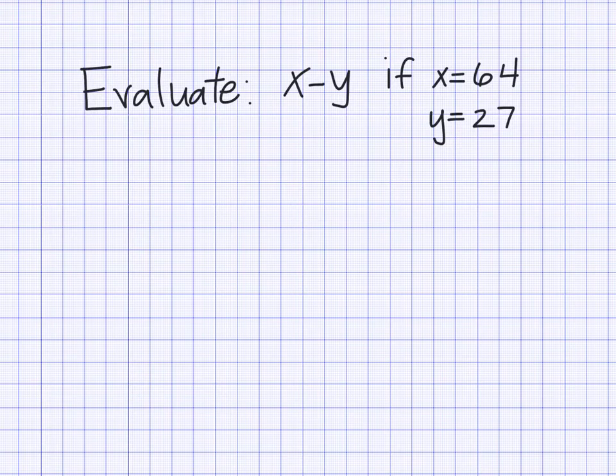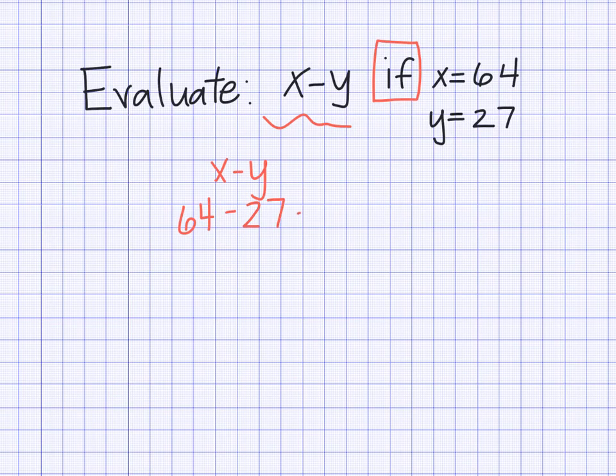For this next problem, we need to evaluate x minus y. x and y are both variables, but if x is equal to 64 and y is equal to 27, I'll rewrite my problem, x minus y, and insert each value. So x is equal to 64. I need to continue with my operation of subtraction. Then I'll insert y, which is equal to 27.